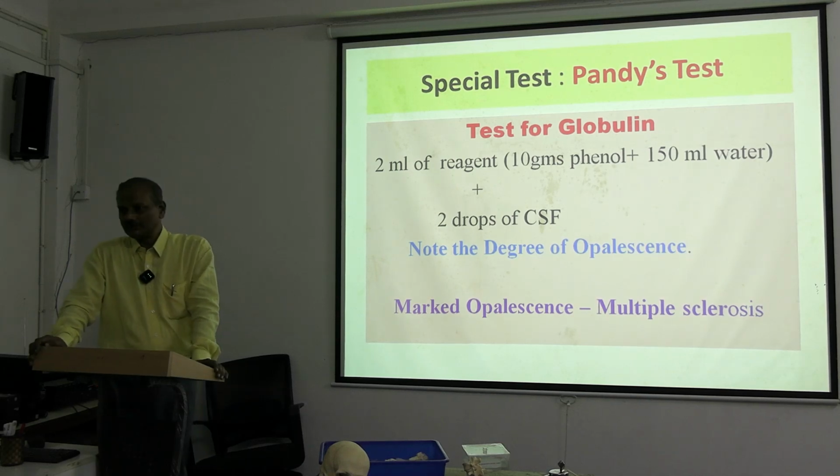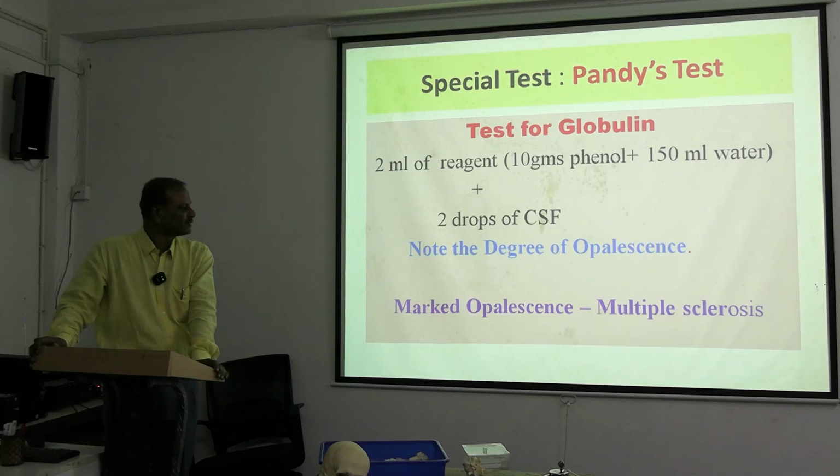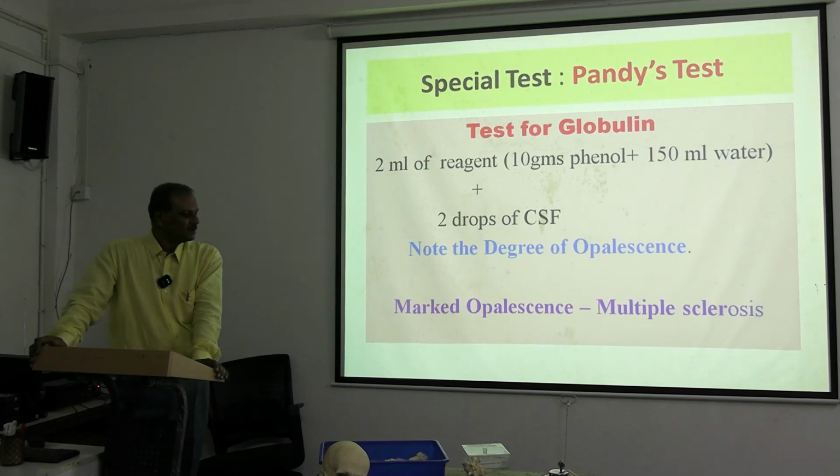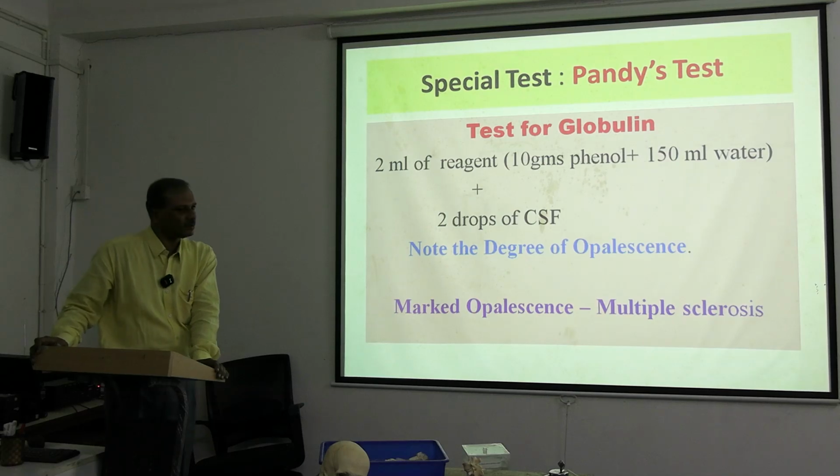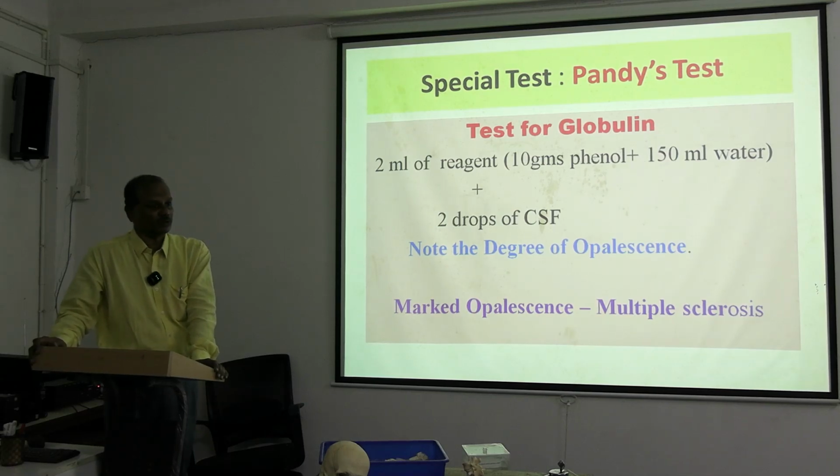Since globulin level is higher only in diseases caused by immune-mediated injury to the nervous system, one example is multiple sclerosis. Again, this is a rare disease. It can be diagnosed by MRI, but if you have any doubt, you can also do CSF and especially ask for Pandey's test. It is normally not done. It is a very special test for CSF.